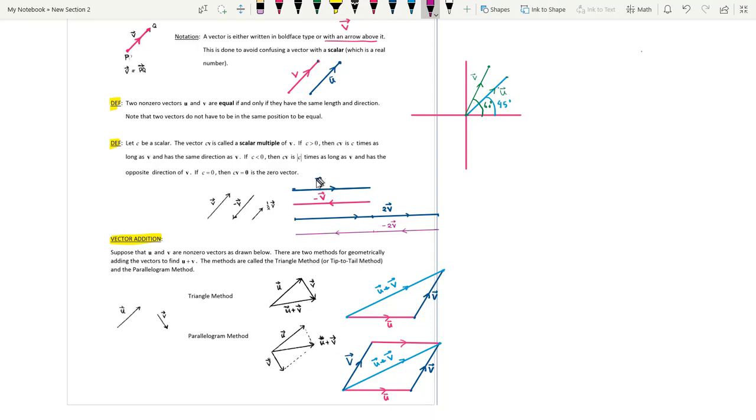Now, if you multiply this vector by a negative number, suppose we multiply by negative 2, then its length will be double, but because of the negative number, its direction will change. Okay. Previously it went in this direction, but now it goes in the opposite direction.